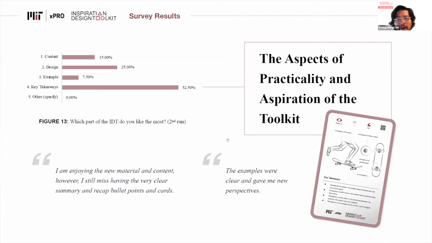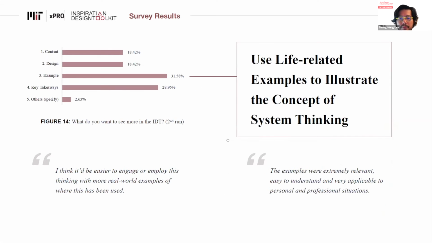And then they also talk about wanting to learn and understand more about how to apply this to live, relevant examples through the lens of system thinking. People say the examples were clear and gave me a lot of perspective, and some people say, I'm enjoying the new material and content. However, I'm still missing a very clear summary and recap, bullet points and cards. So there's always a tension and balance between the key takeaway and the examples.